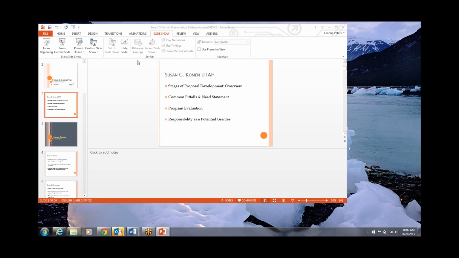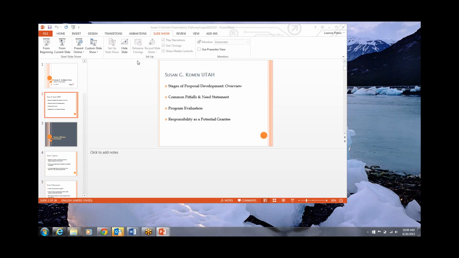There we go. Okay, so these are the things that I'm going to go over with you today. We're going to talk about the stages of proposal development. We're not going to get too deep, but there's actually a formula that works really well when you're thinking about writing your proposal, a framework for putting it all together when you're gathering information. So we're going to go over some of that.